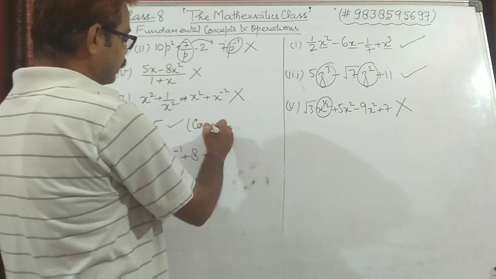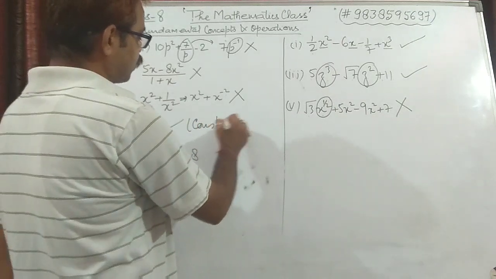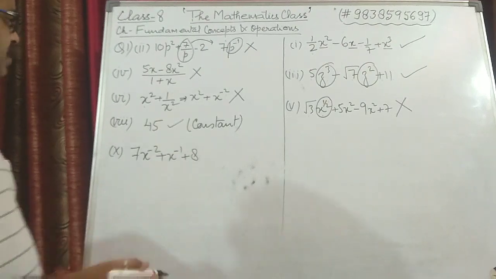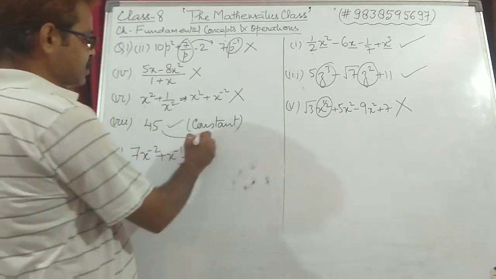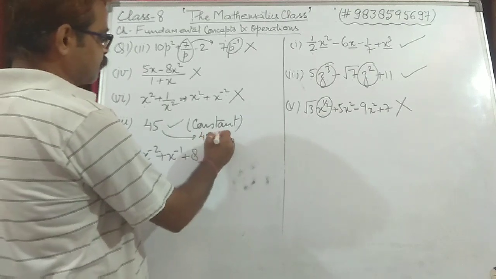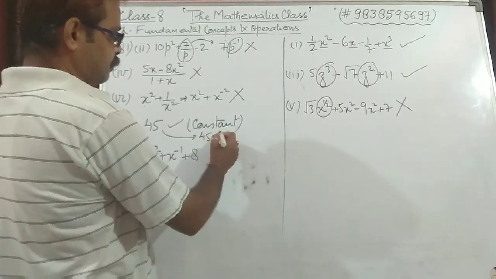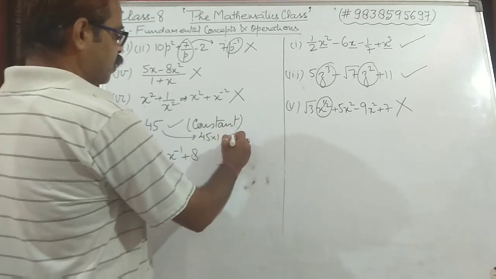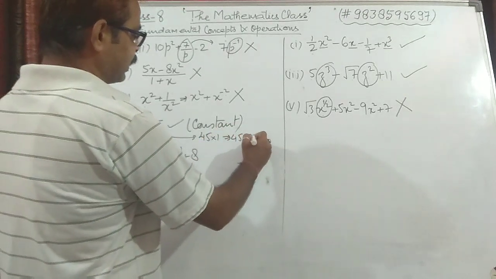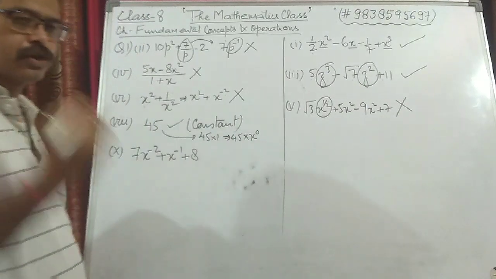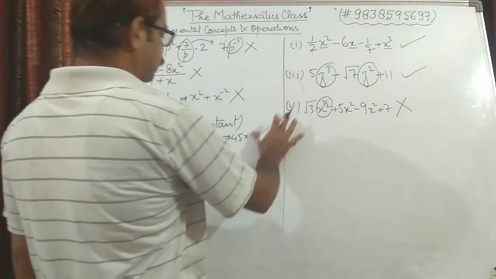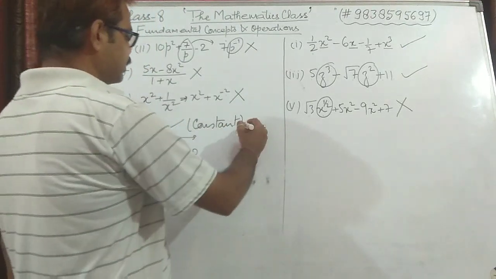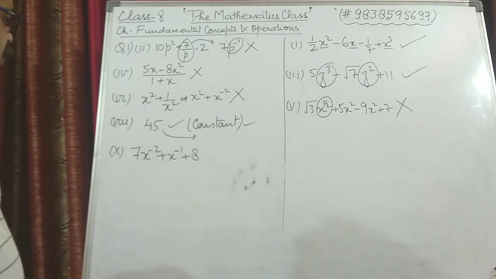Constant. This is a constant polynomial. Any number is always a polynomial. It is only known as a constant polynomial because this can be written as 45 into x to the power 0, or because something to the power 0 is 1, we can say 45 can be written as 45 into 1, or 45 into 1 can be written as x to the power 0 or y to the power 0 or z to the power 0, any variable you can take. So this is a polynomial, and it is a constant polynomial.